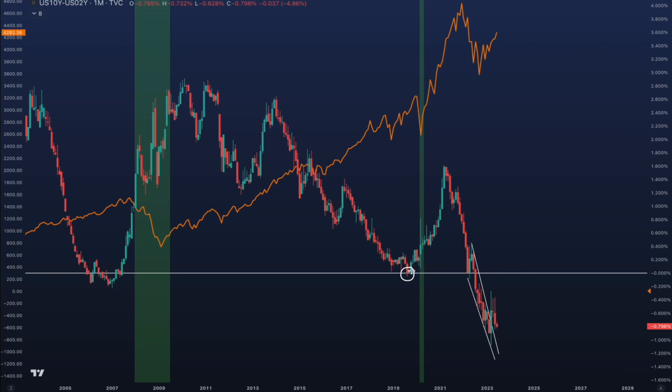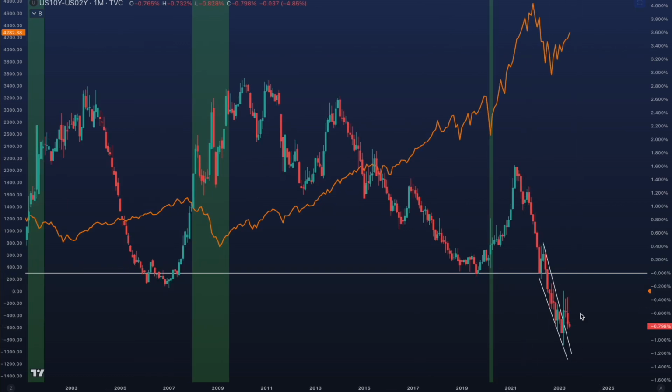So what happened after that period? During this uninversion, we got the COVID crash. It's so fascinating. It's almost as if the market knew that COVID was coming. This was your early warning here in August of 2019, and we got this small recession here. Now, pay attention to what we're seeing right now.